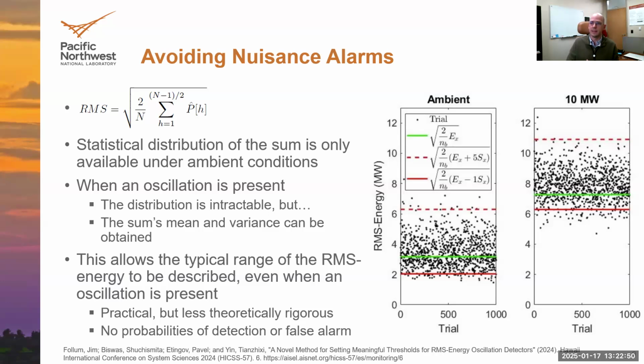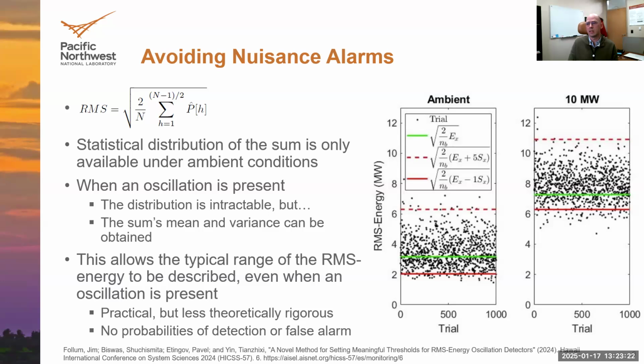And that's what's shown on the right side, these trials along the x-axis. This is where I've just run a simulation with 1,000 different simulations, calculated the RMS energy in ambient conditions, and we can see that the formulas I have from this paper can capture the typical range. So it's okay that there are some of these trials outside the limits. It's not a theoretical limit on the possible values. It's just the typical range.